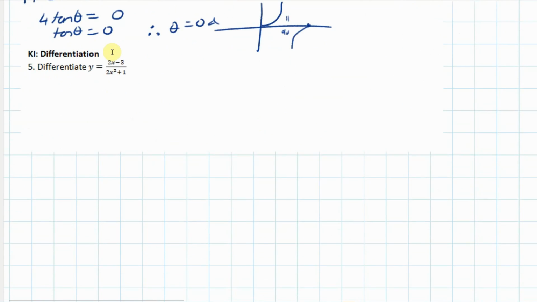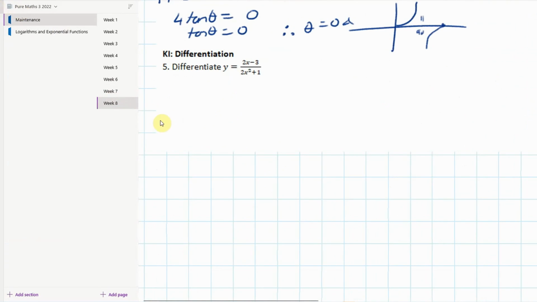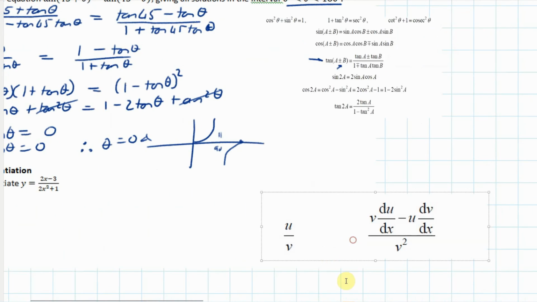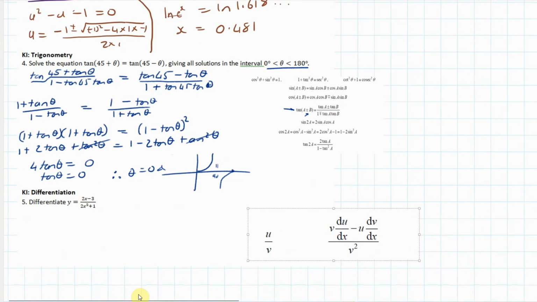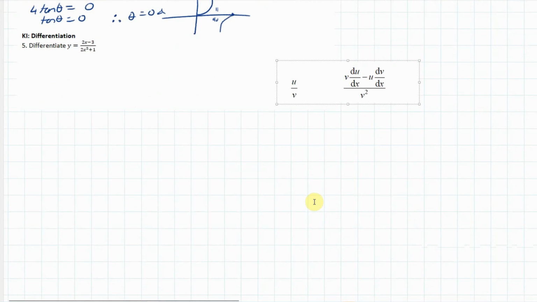Okay, moving on. The next one is differentiation, and this one here is the quotient rule, which we used last week. So I'll just grab that. Here's our quotient rule. This is how we differentiate something where we've got a term on top and a term on the bottom of a fraction. We're going to say that u is equal to the top, which means that du dx is equal to 2. And we'll say that v is on the bottom, so dv dx should be equal to 4x. Now we're ready to use this formula.